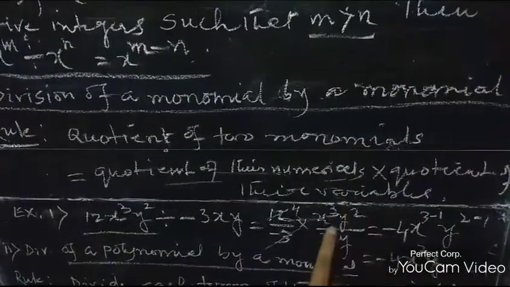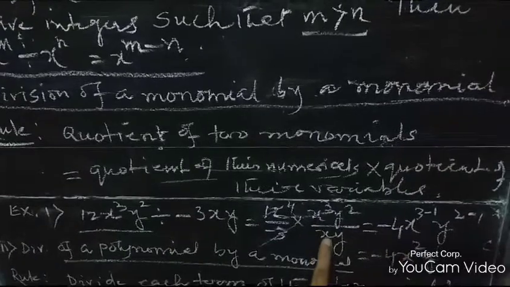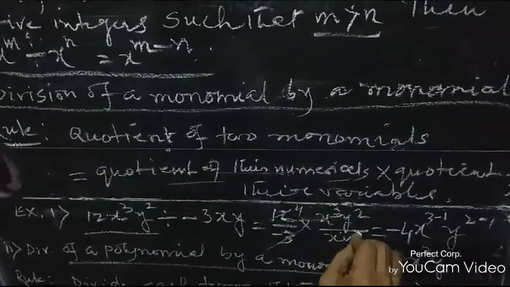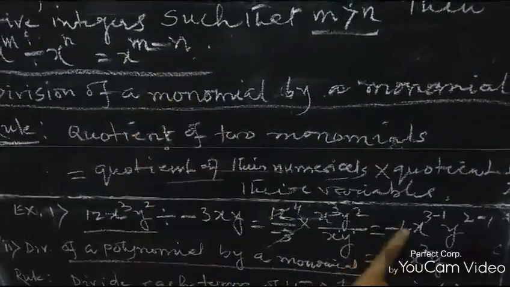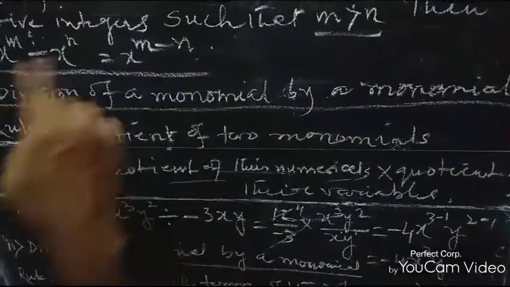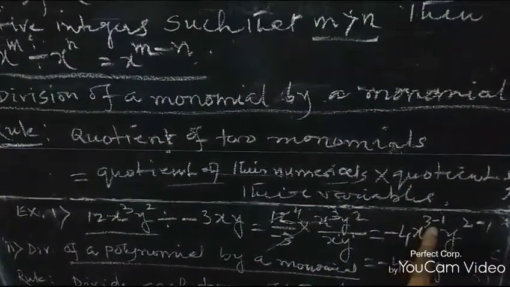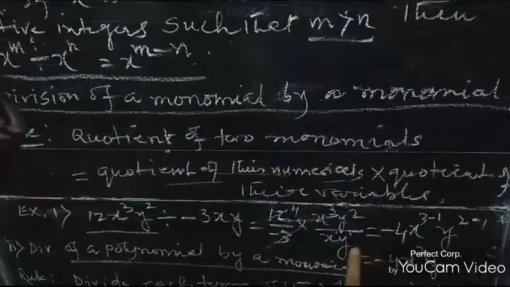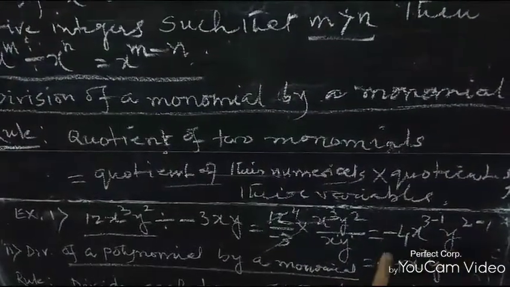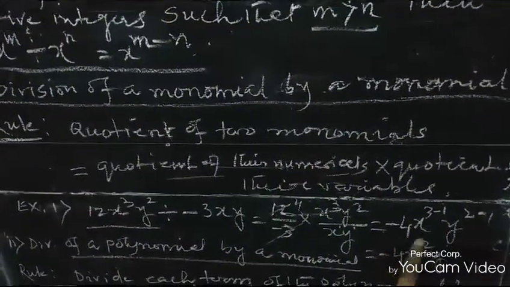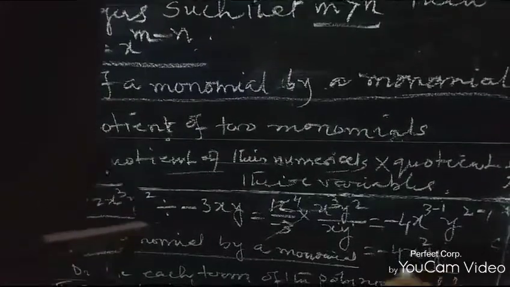And the next part is x cube by x, which is x to the power 1. This is the same rule we already discussed. This is x to the power 3 minus 1, and y to the power 2 minus 1. So your answer will be minus 4x square y. This is your answer.